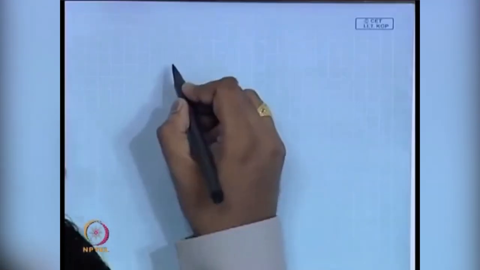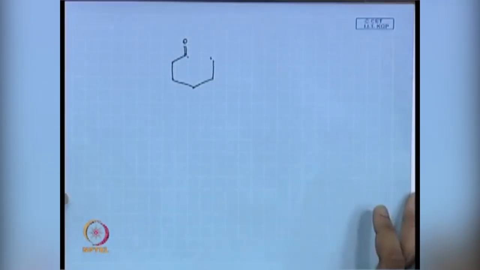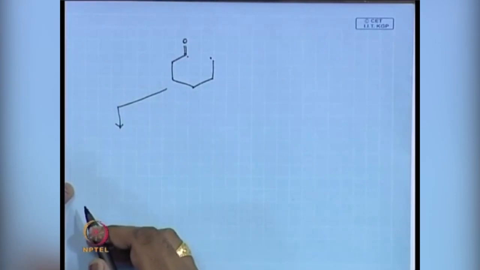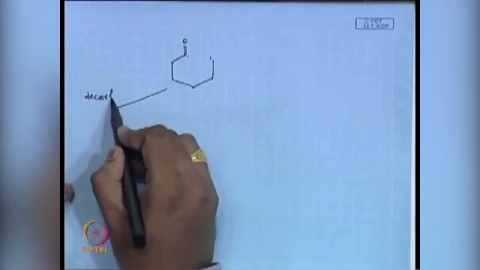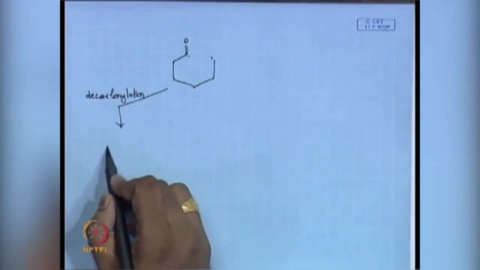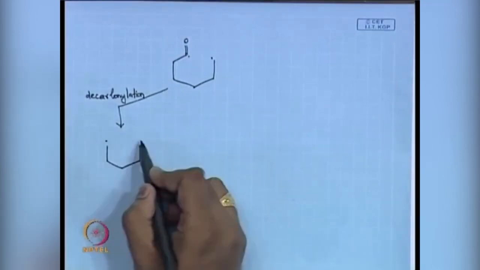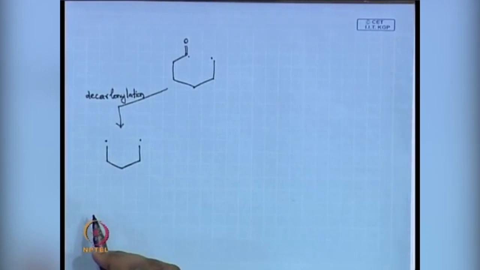Now, we will consider the secondary process and see what happens to these radicals. So, I got my acyl radical. What can it do now? You have studied that one, it can undergo a decarbonylation. I get my decarbonylation to give me what? 1, 2, 3, 4, 5. So, you get a 1,5 diradical.